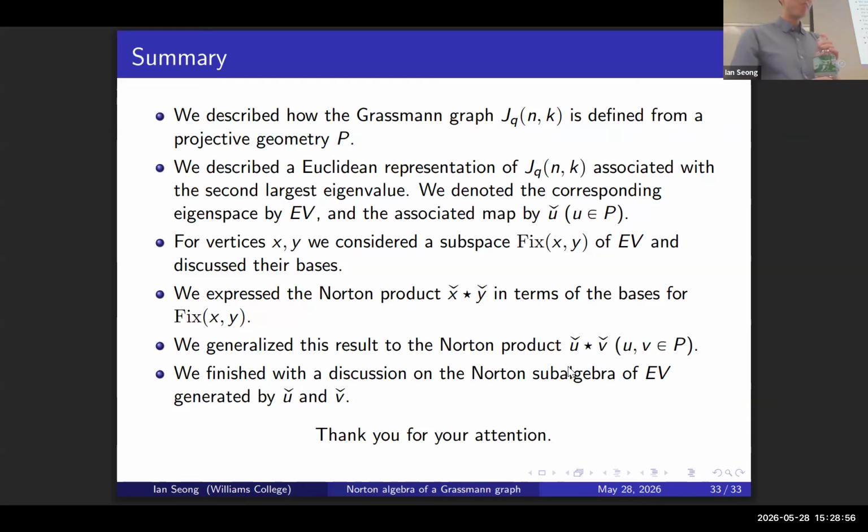One quick question. I can ask one. Yes. So you can only define the Grassmann graph for a projective geometry. What about any matroid? You can define a Grassmann graph for any matroid. Any matroid is a substructure of its projective geometry. Right. Does it have to be projective geometry?